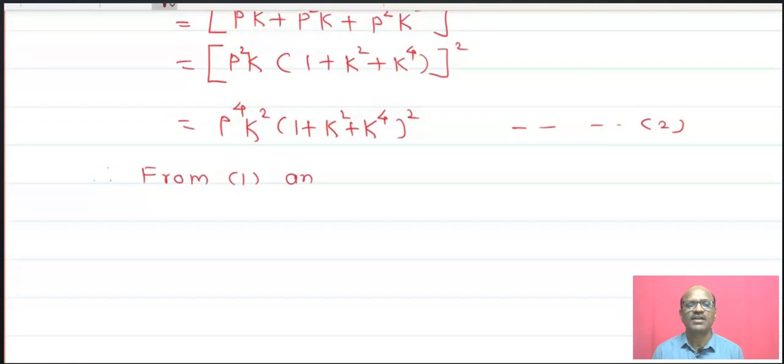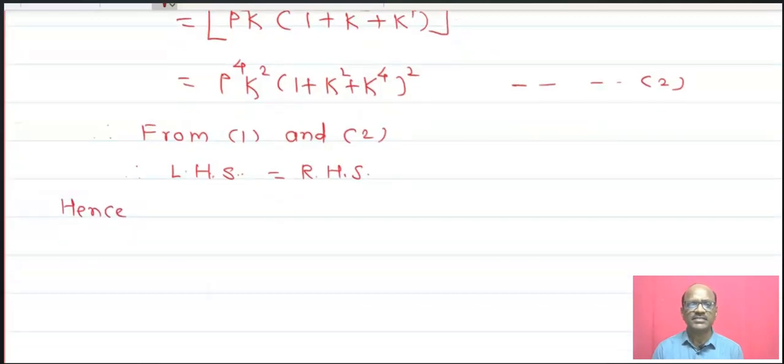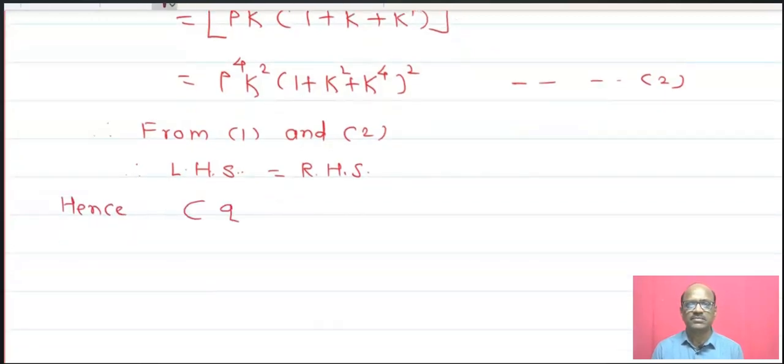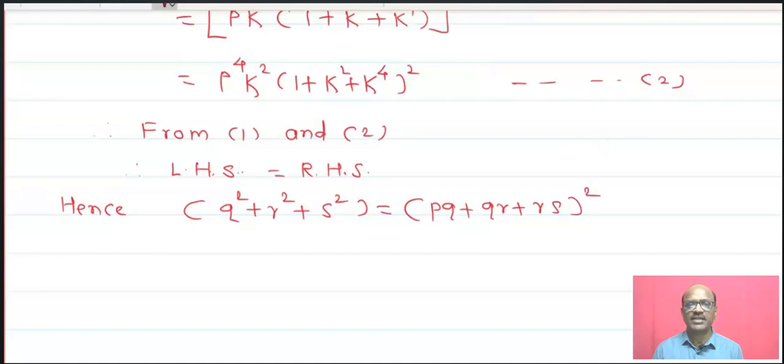Therefore from 1 and 2, LHS is equal to RHS. Hence it is proved. That is, (p square plus q square plus r square)(q square plus r square plus s square) is equal to (pq plus qr plus rs) bracket square.